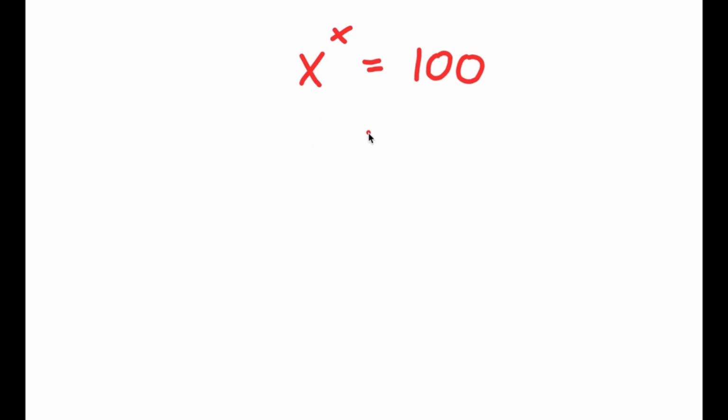Alright, so in this problem, I have x to the power of x is equal to 100. So I'm going to first start by taking the natural log, or ln, on both sides. So I have ln of x to the power of x is equal to ln 100.